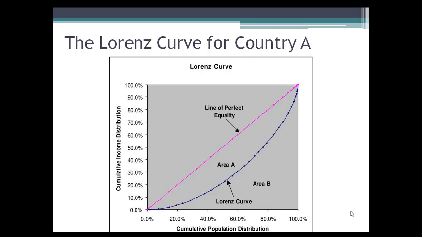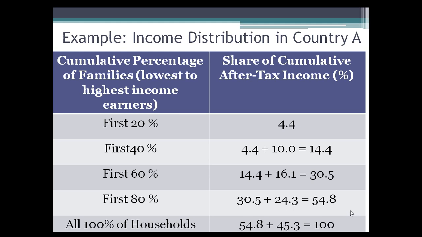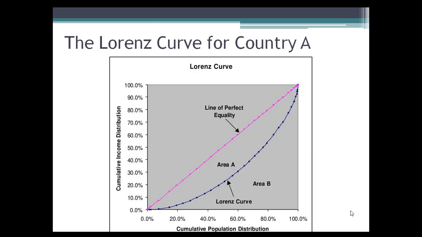Now, the Lorenz curve is not a data table. This is the table used to construct the curve, but what it would actually look like is this particular graph right here, and you can see how it works. Now, what you would do with your Lorenz curve is you would plot out how much each of the different quintiles makes in terms of cumulative income.